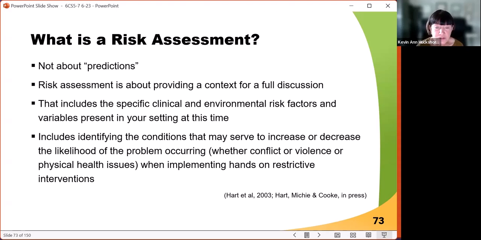Risk assessment also includes looking at and identifying conditions that may increase or decrease the likelihood of a problem occurring. So for instance, a lot of noise in a unit. I know I've always hated when we've had to do renovations on units because of the noise factor and the fact that we've got strangers on the unit and they've got equipment and supplies that can be grabbed and used as weapons. I've always been incredibly uncomfortable with that because anytime you do renovation, you're increasing a risk factor.